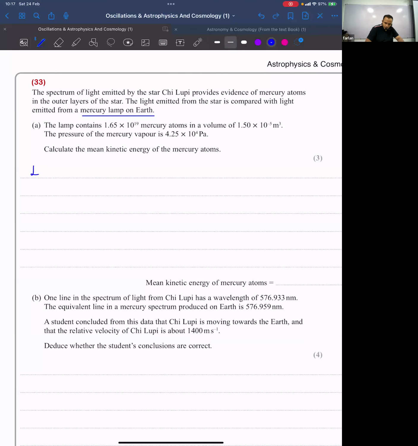E equals 3/2 kT, where k is the Boltzmann constant, T is the thermodynamic temperature. Am I right? So to find the T, I can use this equation PV equals NkT. P is the pressure, 4.25 into 10 to the power 4. V is the volume, 1.5 into 10 to the power minus 5.